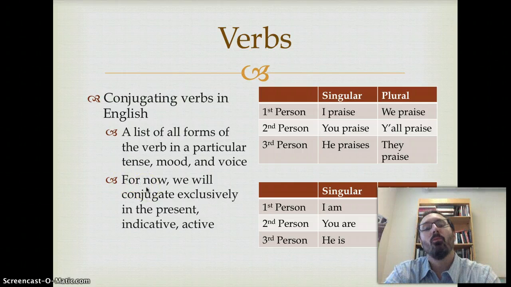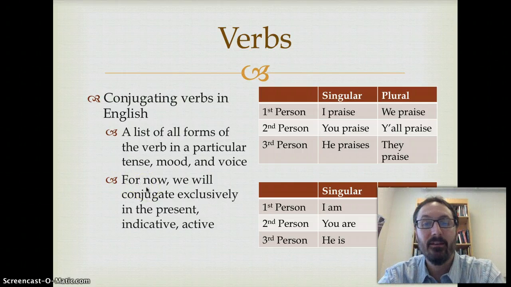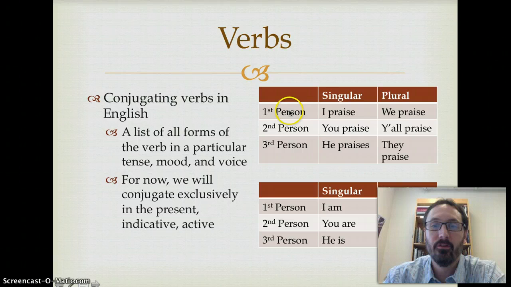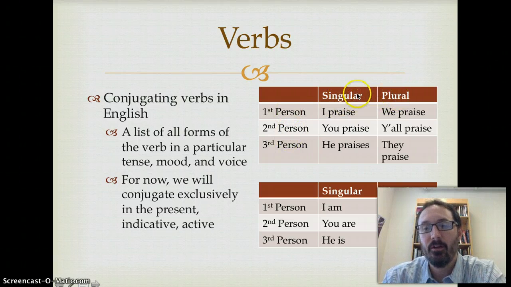Now, when we manipulate a verb in Latin and in English, we do what's called conjugating that verb. And when we conjugate a verb, we list all of the possible combinations of person and number in a particular tense, mood, and voice. And again, right now, all of our verbs are present, active, and indicative. So we're just going to be manipulating the combinations between person, listed in this column, and number here at the tops of the columns.